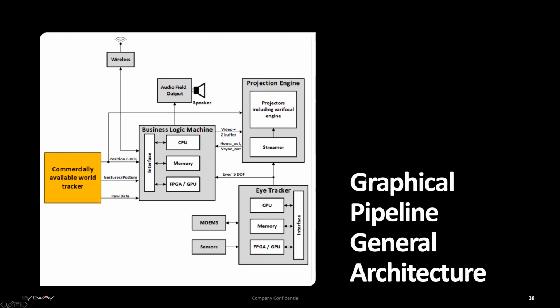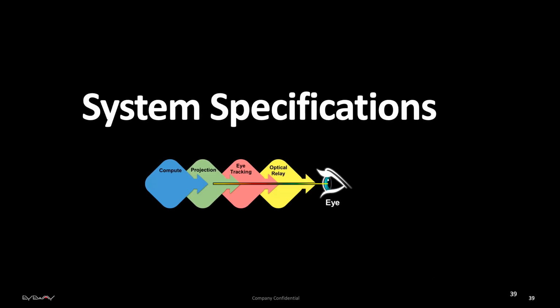Obviously, there are much more detailed descriptions of how things work for the graphical pipeline. As I mentioned, 1/3 of the company is focused on software development. However, this is very proprietary data. So to talk a little bit about the system specifications, this is more or less where we are shooting for the first AR product.